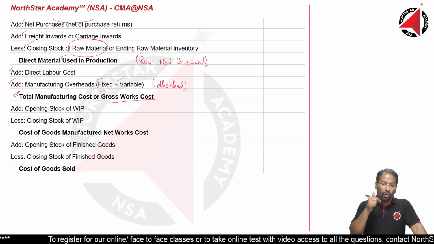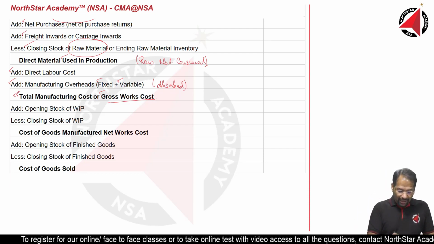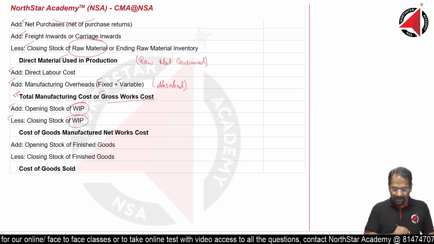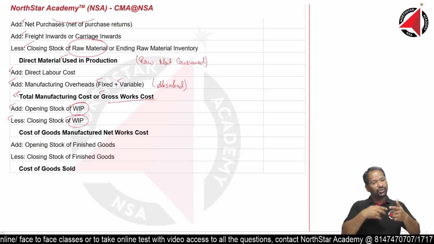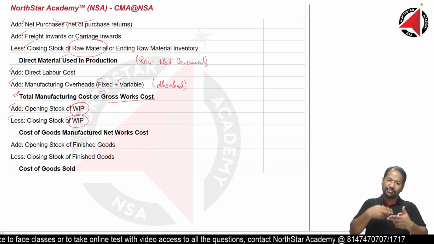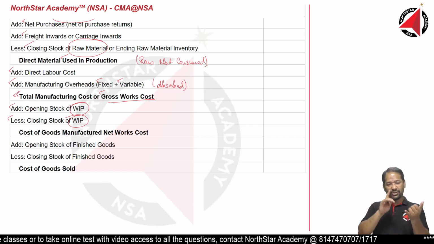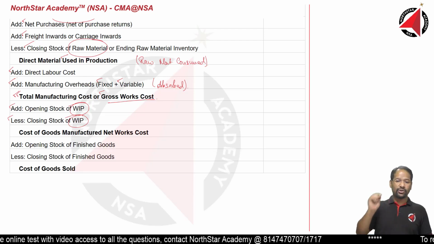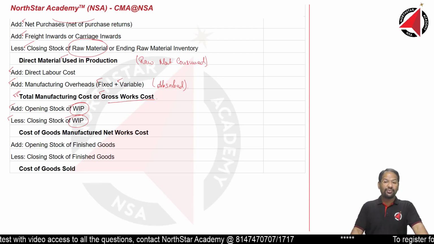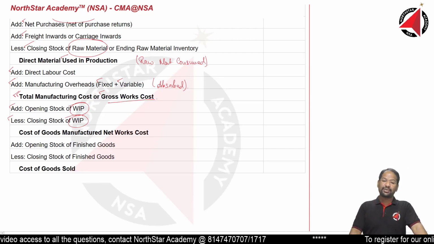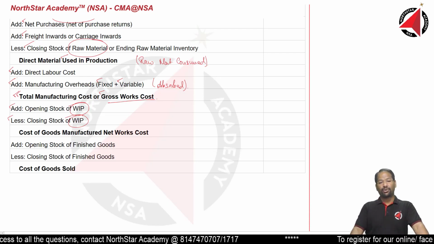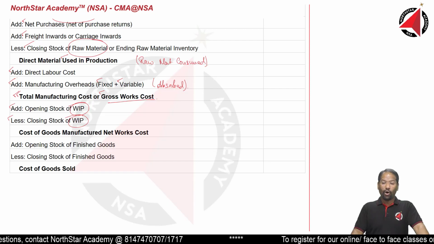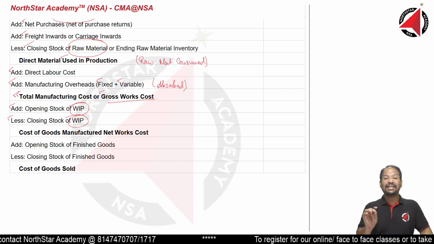So, from total manufacturing cost, you add opening WIP and subtract closing WIP. Remember, you always add opening and subtract closing. Whether it is raw material, WIP or finished goods, we add opening and subtract closing. So, add opening stock of work in progress, and subtract closing stock of work in progress. What do you get? You get cost of goods manufactured or works cost or net works cost.